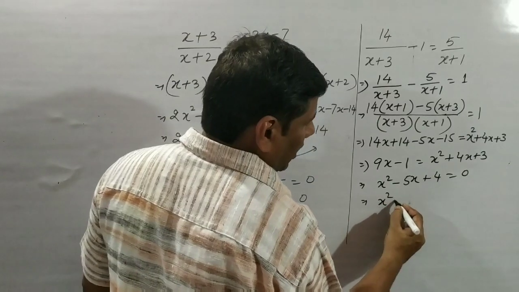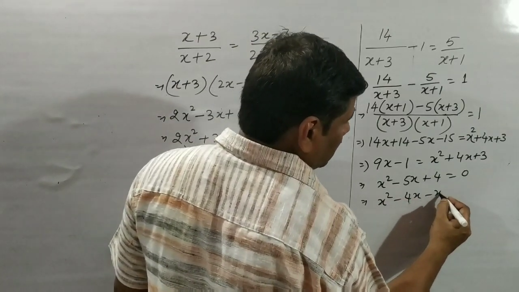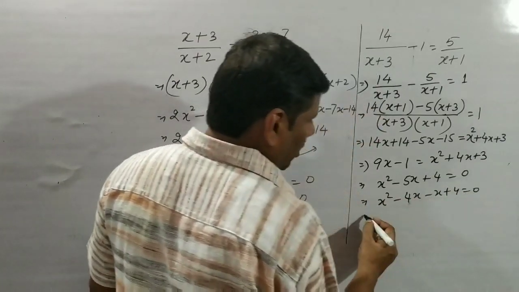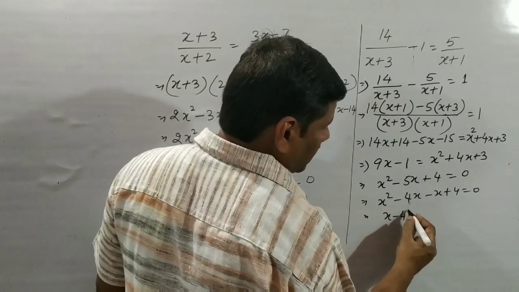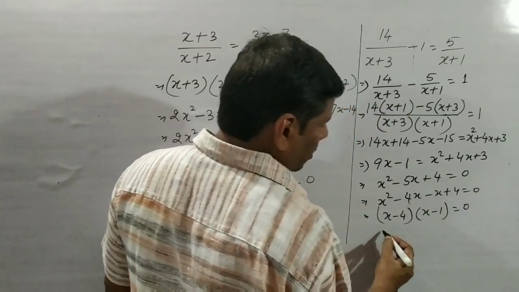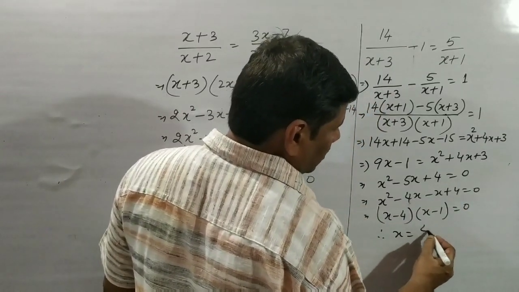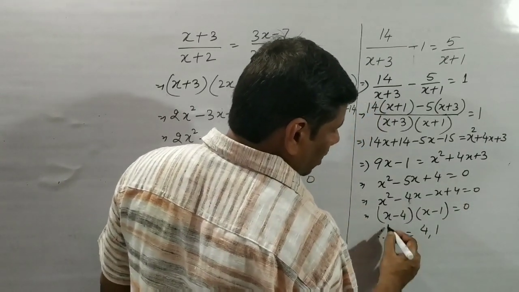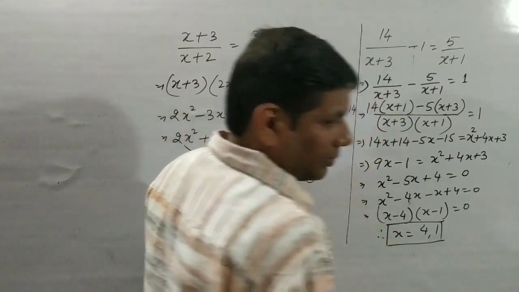So x square minus 4x minus x plus 4 equals 0. It will become (x minus 4) and (x minus 1) equals 0. Therefore finally we will get x equals 4 and 1. This is the answer of this question.